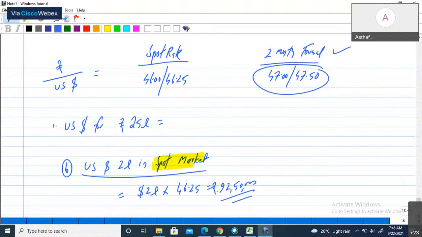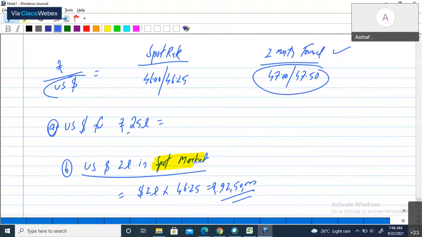Now here we go for part A. You want 25 lakh rupees. When dollar is the denominator, it was a direct quote. Now they are asking for rupees, so rupee here is an indirect quote. You want rupee as a direct quote, but it is not there. You have an indirect quote, so what do you have to do?